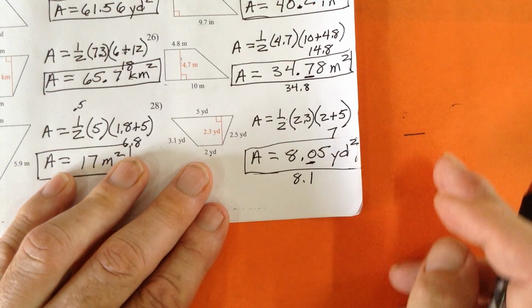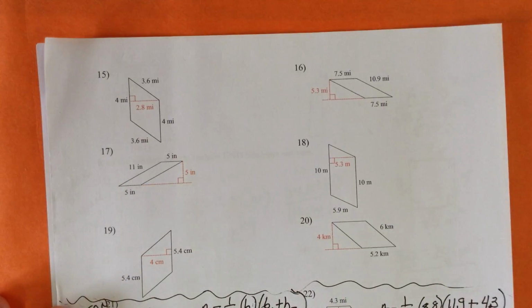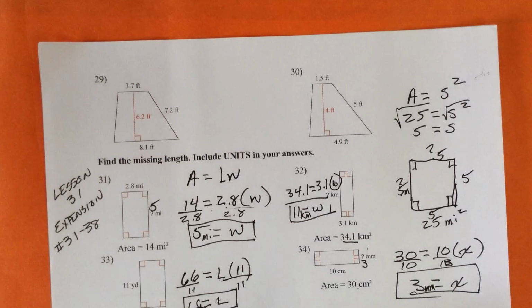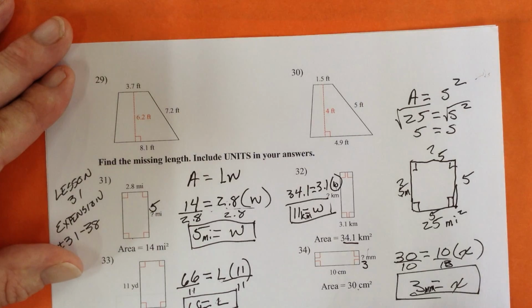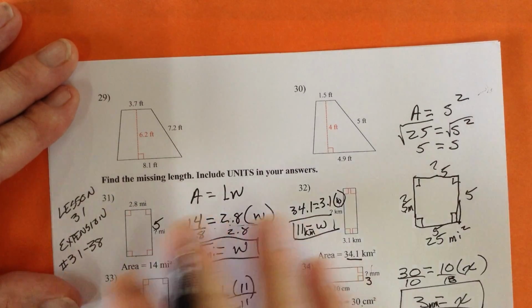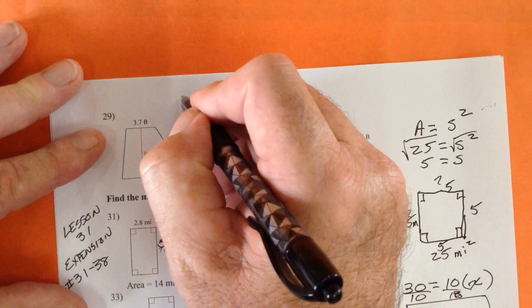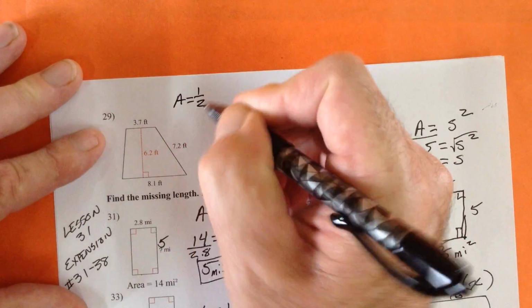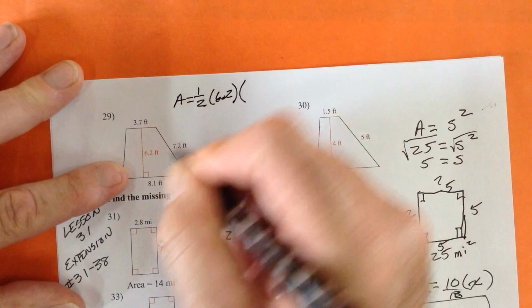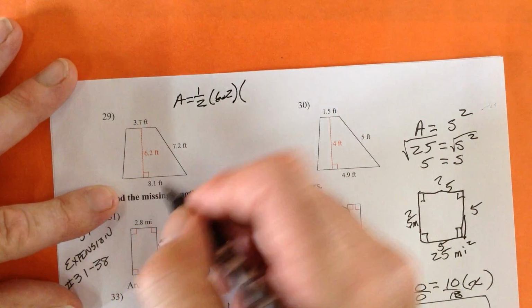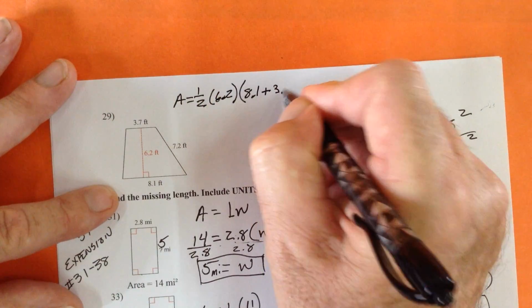All right, and then the last two, I'm going to go ahead and keep going on this video rather than making another one. I'll show you the last two here, number 29 and 30. You can see I used this one for lesson 31, so I'm going to squeeze them in here. For 29, the area is 1/2 of the height, which is 6.2, times the base 1, 8.1, plus the base 2, 3.7.